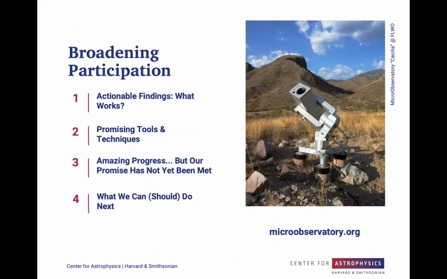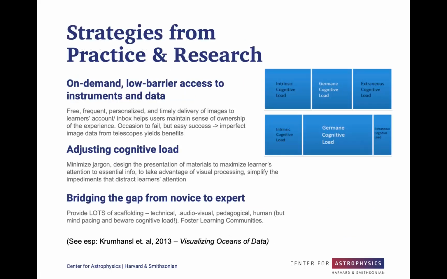So my agenda in 4 parts is first to take note of some strategies from the general education research literature, as well as from our own MicroObservatory practice about what works in promoting positive learning outcomes. Second, I'll identify some promising tools and techniques, our own and others. And finally, I'll close out by issuing a call to action for what we should do next to address the fact that the promise of remote observing really has not yet been met.